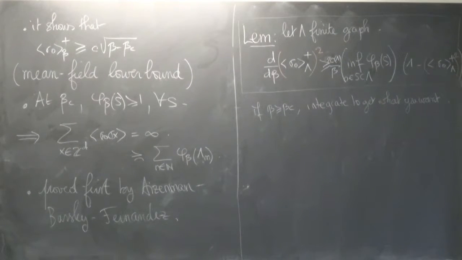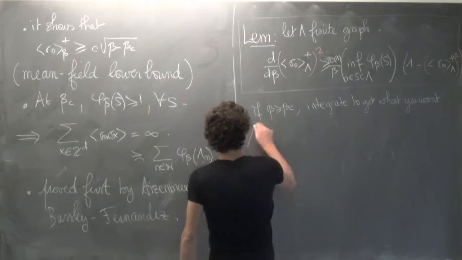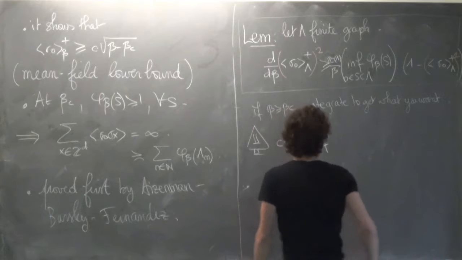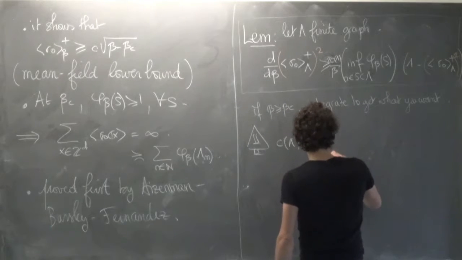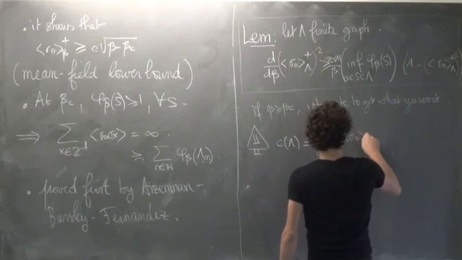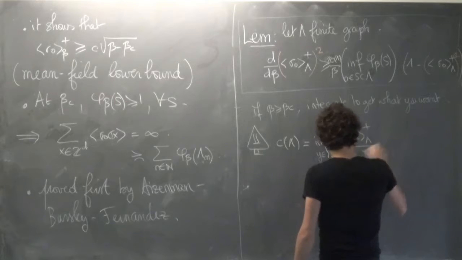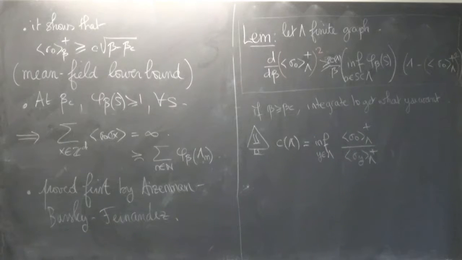I'm hesitating whether I tell you what it is or not. Okay. So in fact, careful, there is a c of lambda, which is equal to the infimum over y in lambda of sigma 0 lambda plus divided by sigma y lambda plus. So somehow there is a kind of finite size correction. Let me just tell you that this is absolutely irrelevant in the proof. So you are going to allow me to do that.